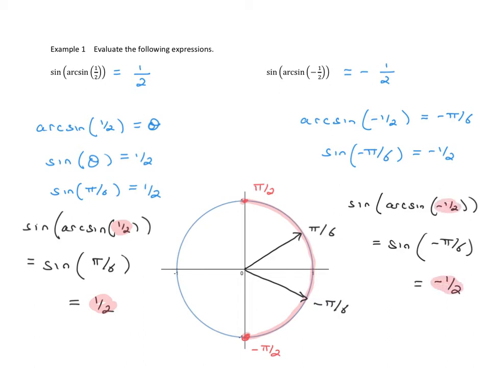Again, kind of no surprise here, right? I mean, this is a function and its inverse. They should cancel each other out, leaving you with the value that appears here. And that did happen in both of these examples.